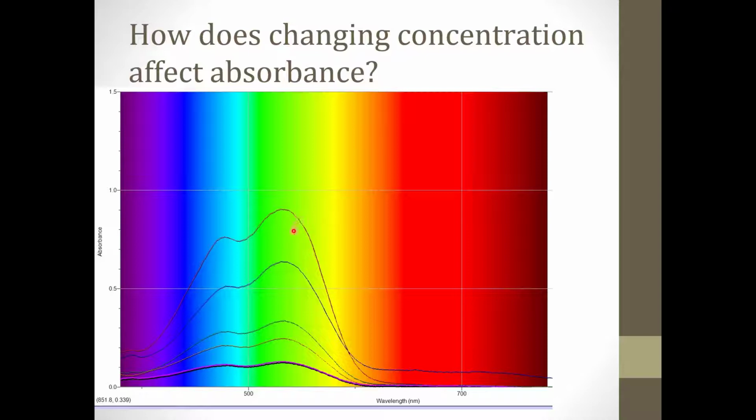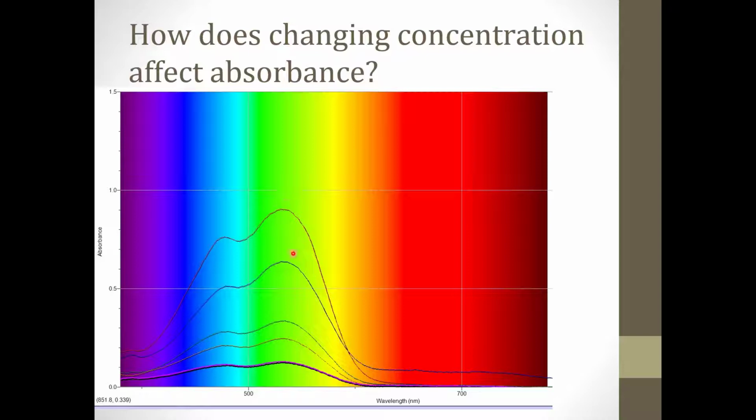And notice what happens when you dilute beta-cyanin. So this was the most concentrated solution. Down here is the least concentrated solution. Notice that the lambda max, the wavelength most absorbed, does not change. It does not move left or right, is what I'm saying. It doesn't become more blue or more red. It stays at the same color, I should say, the same wavelength.